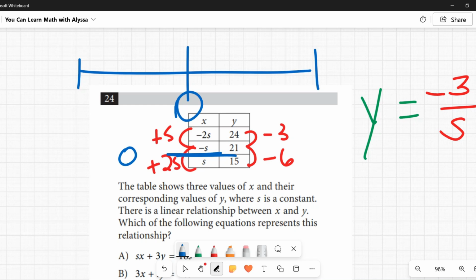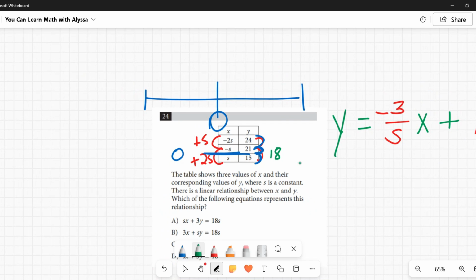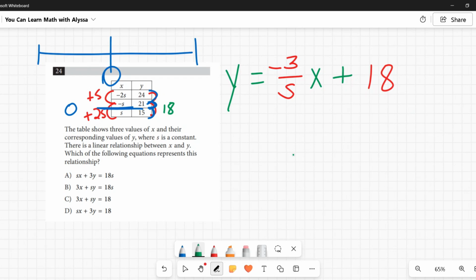When x is 0, what is y going to be? It's jumping 3, then it would jump 3 to the middle, and then another 3. So jumping 3 down from 21 would be 18. So when x is 0, y is 18. That's the y-intercept. That's another way to look at it. Both, again, totally valid, will get you to the same result. So now I have my equation, y equals negative 3 over s times x plus 18.